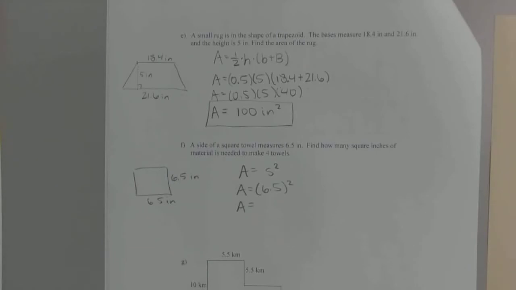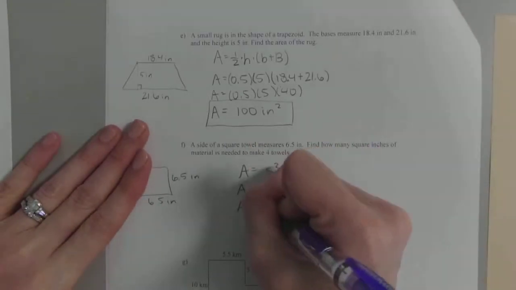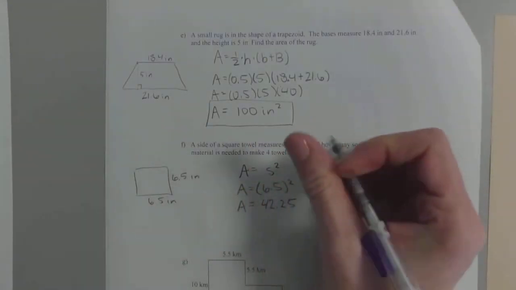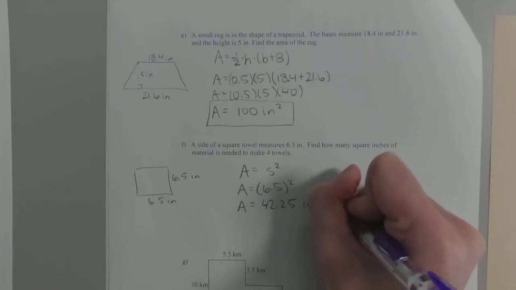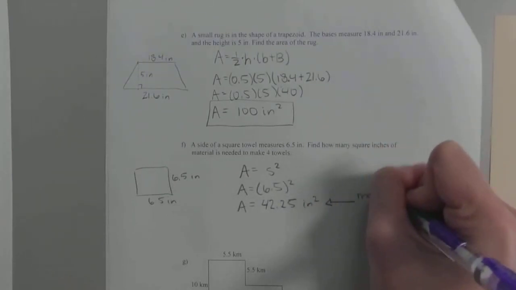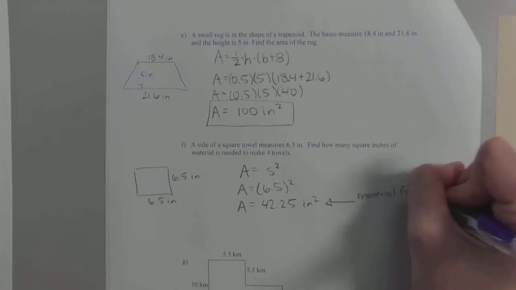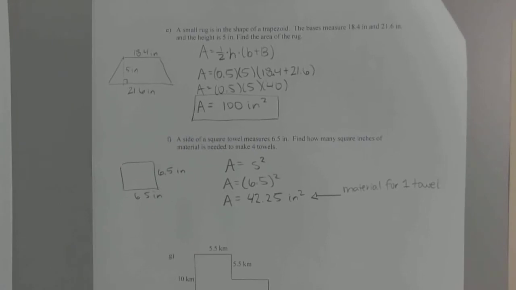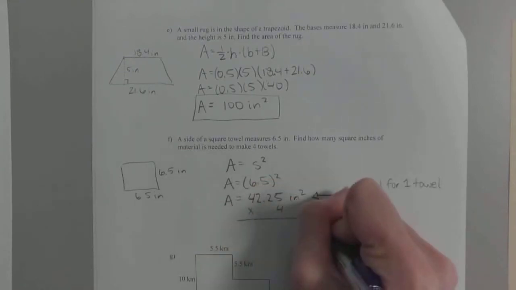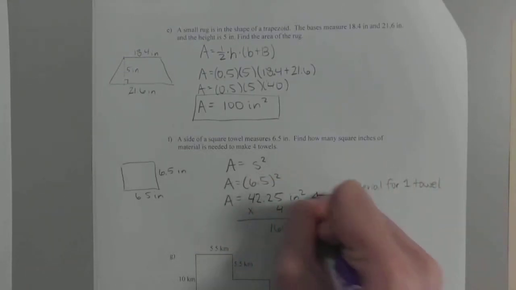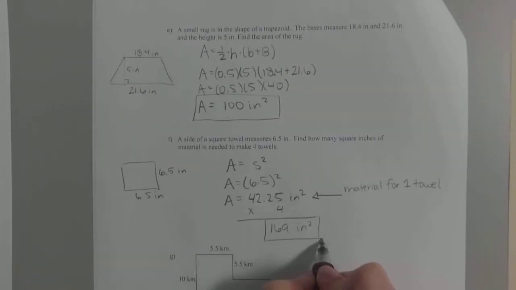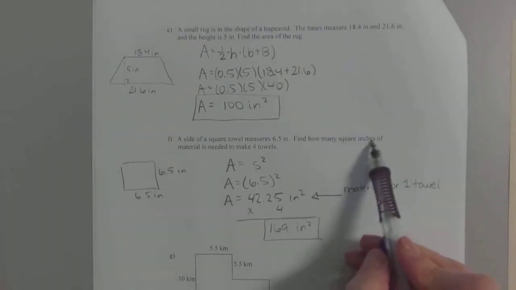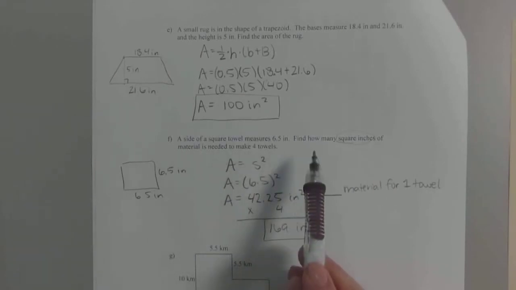So we'll just have 6.5 squared in our calculator. So when you square 6.5 in your calculator, what do you get? 42.25, does that look right? So what we have to realize is this is the material needed for 1 towel. So what do we need to do if we're going to make 4 towels? Multiply it by 4. You got it. So we're just going to times that by 4 in our calculator. And I think you get 169 square inches. Does that look right?